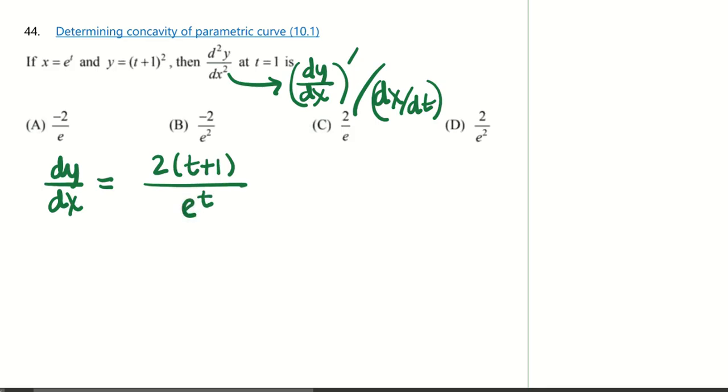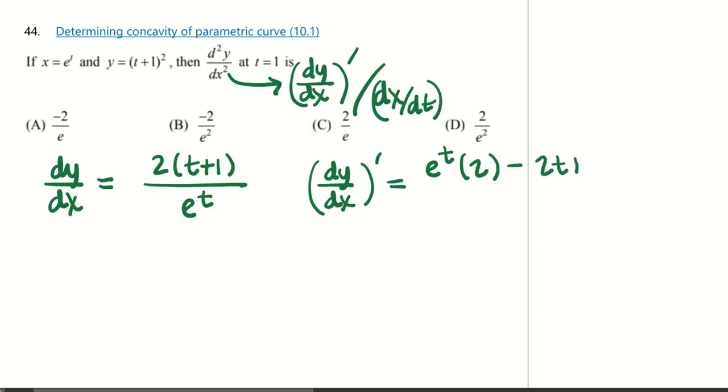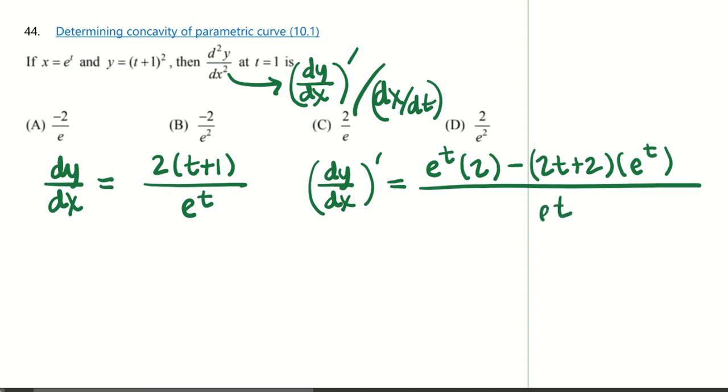Okay, so now I need to take the derivative of dy/dx. So (dy/dx) prime, that's going to involve the quotient rule. Bottom times the derivative of the top minus the top, and maybe I'll call that 2t plus 2, times the derivative of the bottom, divided by the bottom squared. Hold on. We call that e to the 2t if you wanted. And then we need to divide by dx/dt. So that would be like throwing in that e to the t in the denominator.